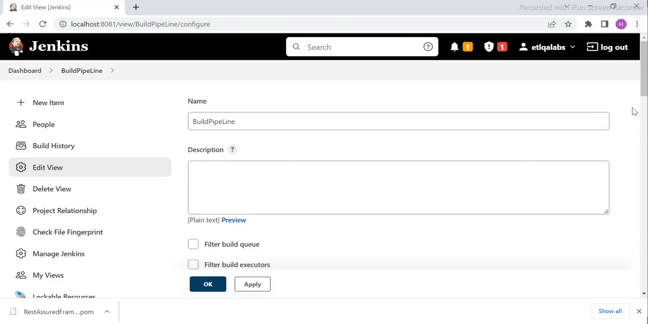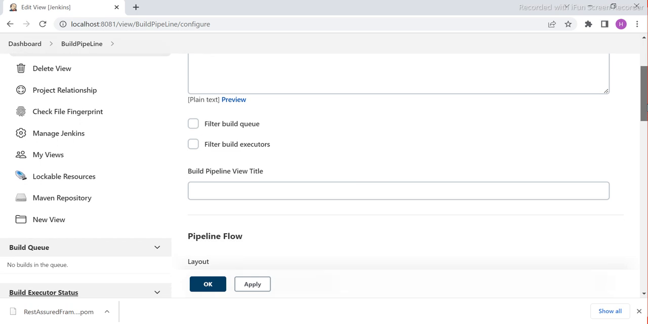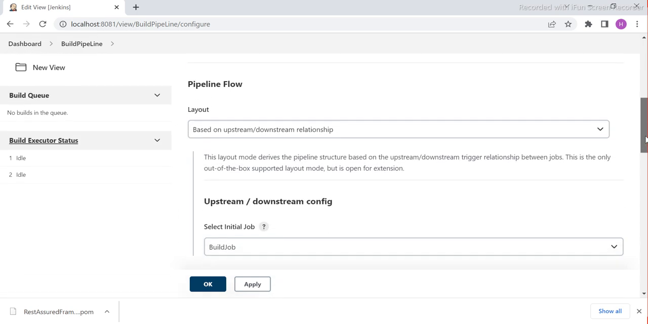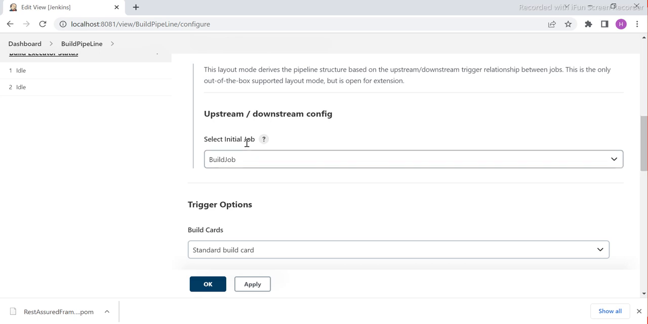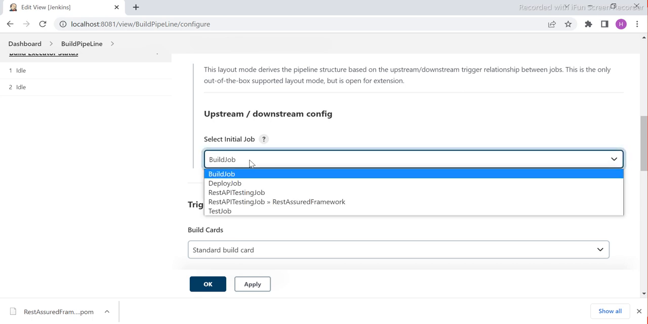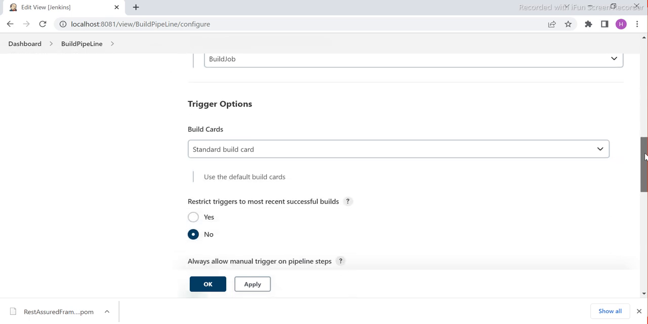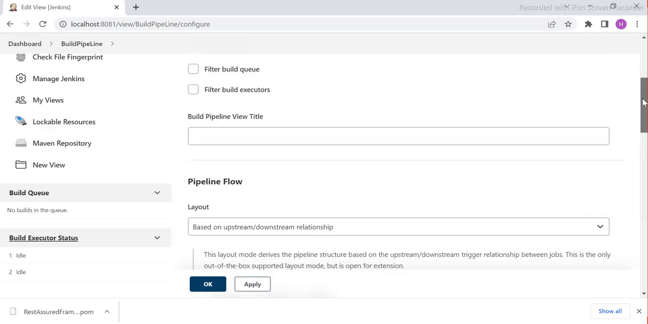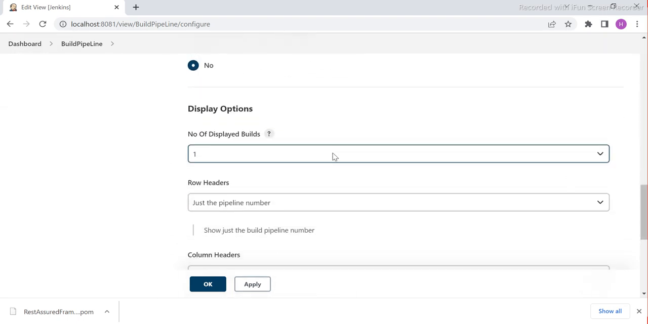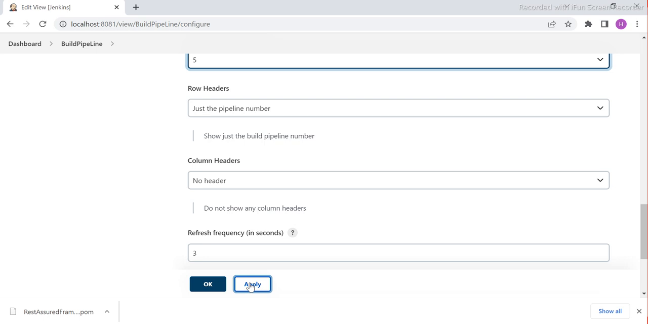This is what I created, build pipeline. Within this, it says select initial job. This is right because this is the first job that I want to select. So the build job. Once the initial build job is done, the rest of the jobs are already linked to that. One more thing I want to select here is the number of builds to display. Let's say 5, because then I can see the latest 5 executions. Now I just say apply and OK.